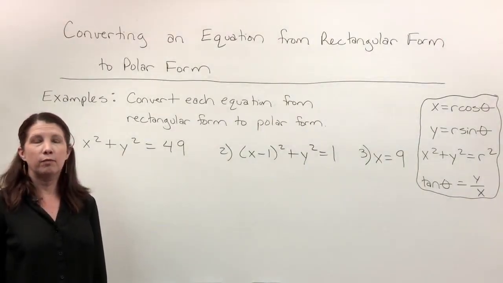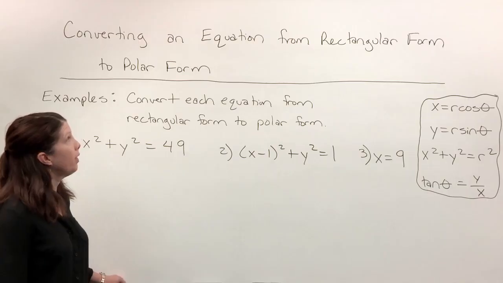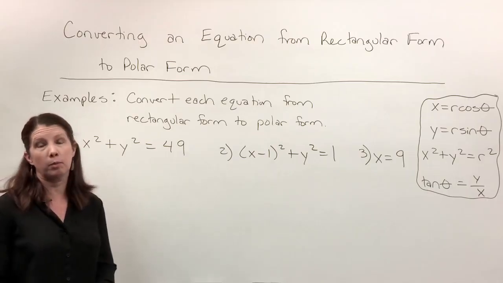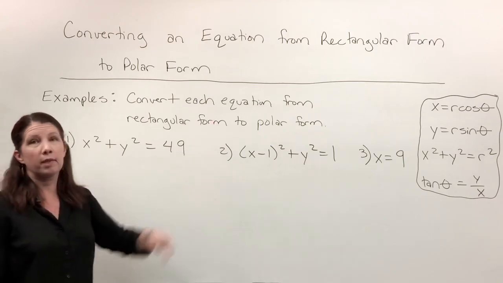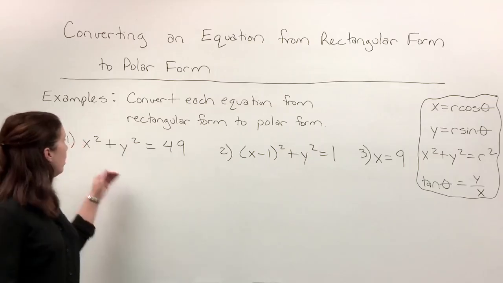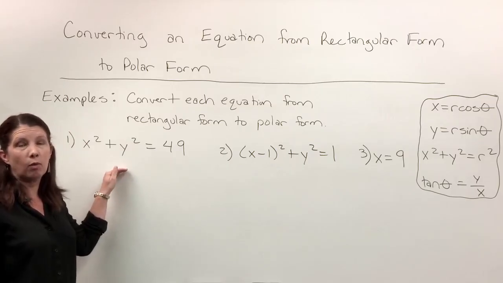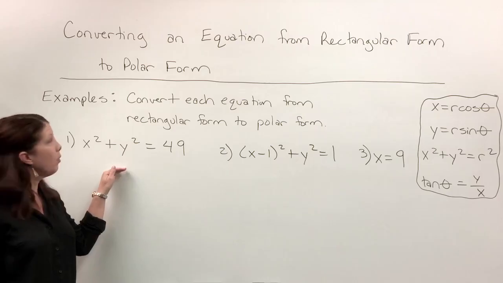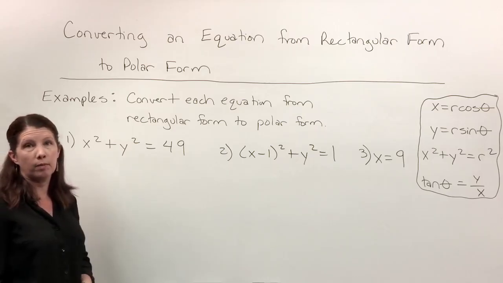As a preparation for graphing equations in polar form, we're going to look at how to convert an equation from rectangular form to polar form. To do that, we'll use the same 4 formulas that we've used earlier in this section. And in our rectangular equation, the equation will be in terms of x or y or both, and we will need to rewrite it to be in terms of r or theta or both.